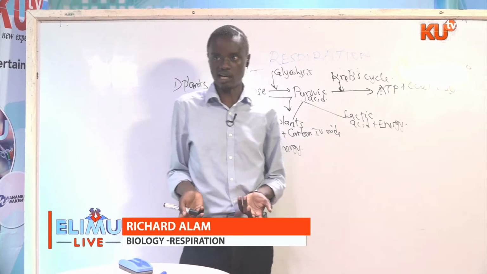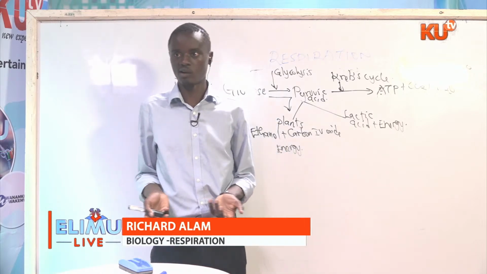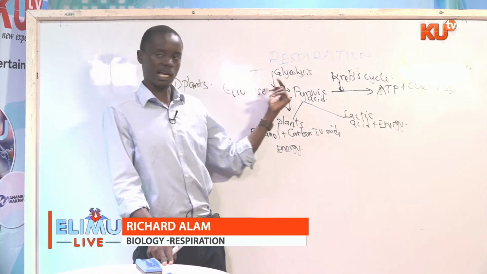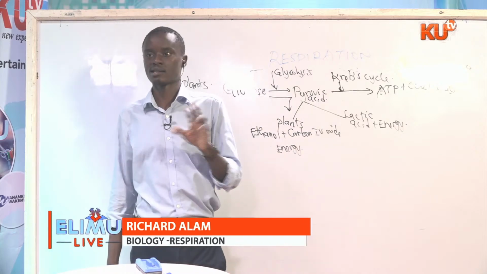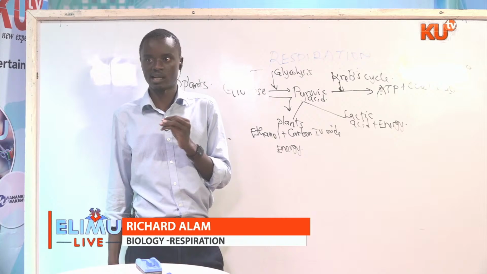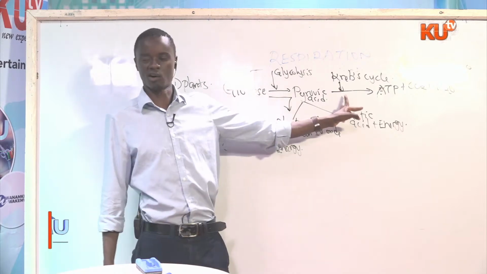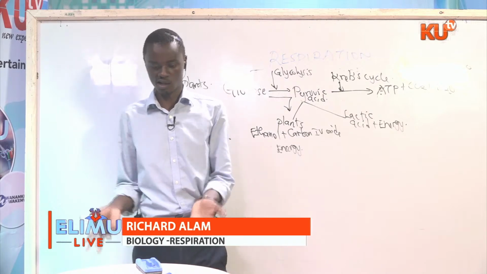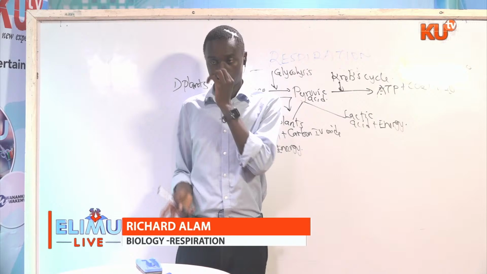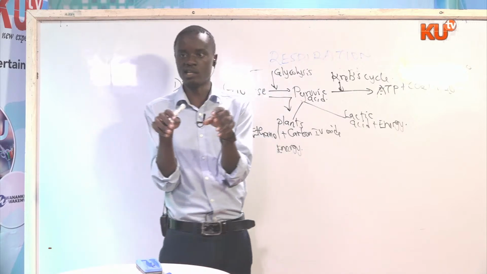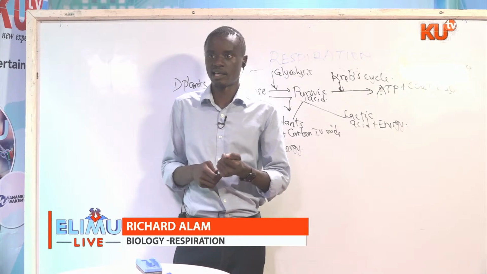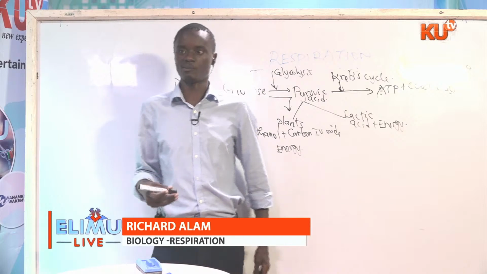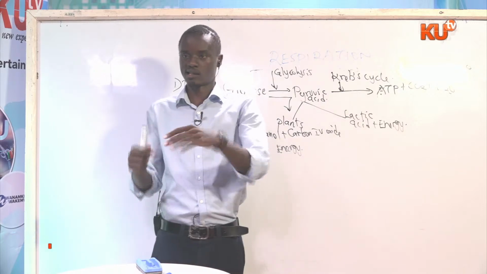We have already identified one difference: that glycolysis occurs in the cytoplasm, but you realize that the Krebs cycle occurs in the matrix of the mitochondria. That is one major difference between glycolysis and the Krebs cycle.